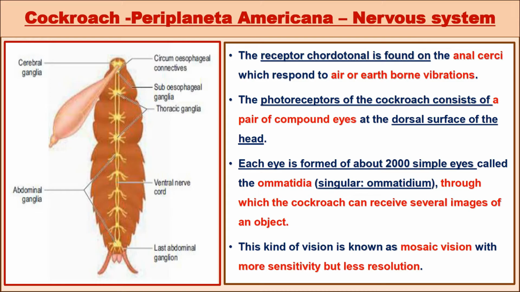The photoreceptors of the cockroach consist of a pair of compound eyes. They are present on the dorsal side of the head, and each eye is made up of 2000 simple eyes, which are called ommatidia. So ommatidium is the unit of the eye. Through these eyes they can receive several images of the body, and all these images are consolidated by the brain. And so the vision of cockroach is called mosaic vision. It has more sensitivity but less resolution power.